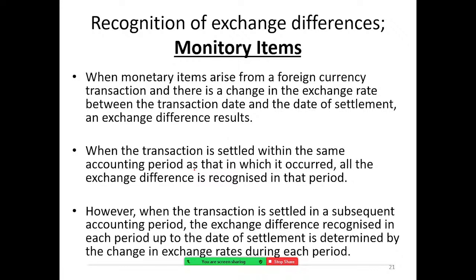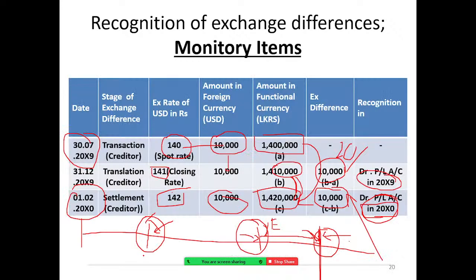However, when the transaction is settled in a subsequent accounting period, as we discussed in the example, the transaction has occurred in 2019 but settlement occurs in 2020. The exchange difference recognized in each period up to the date of settlement is determined by the changes in the exchange rate during the period. So that's what we have discussed here.